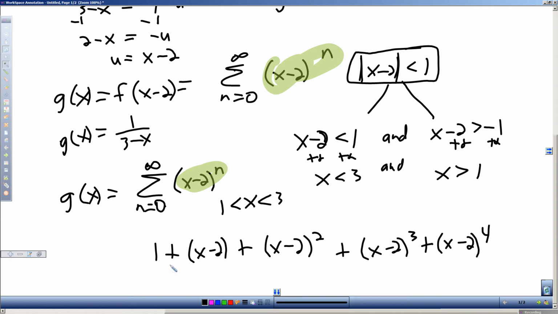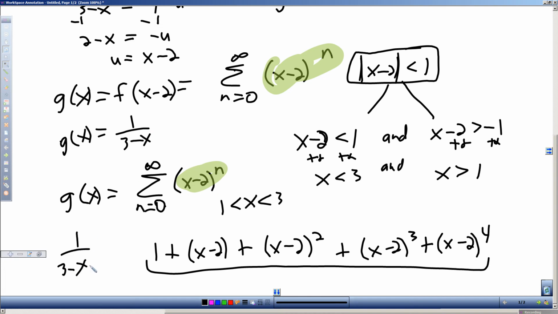And we want to compare the addition of these to just 1 over 3 minus x. Does it have to equal 1? Well, we want to compare it. What does that have to do with 1? If we did an infinite sum, these should be equal between 1 and 3.